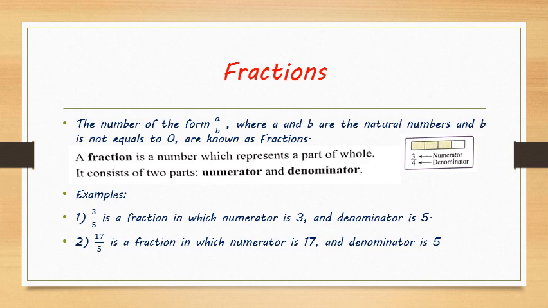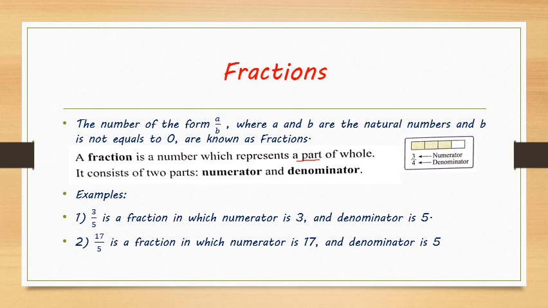Here we have to see that it is a part of a whole. It means a fraction represents the part of any complete thing. Suppose we have one complete big rectangle, and this rectangle is divided into 4 equal parts. Then each part is expressed in this form. Suppose we take 3 parts, then 3 parts are represented by the number 3 by 4, where 3 is the numerator and 4 is the denominator. Such numbers in the form a by b are known as fractions.